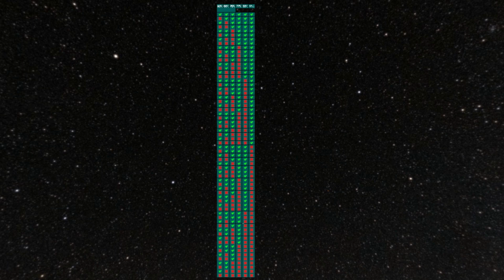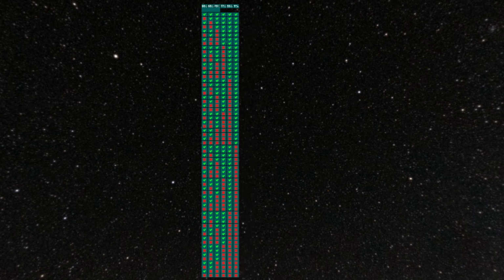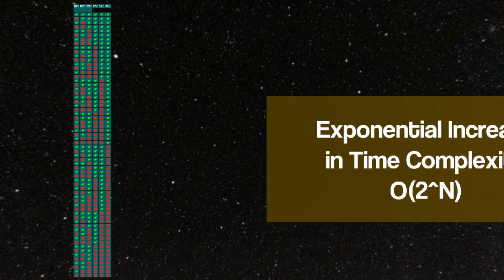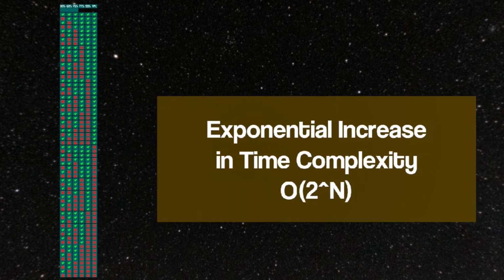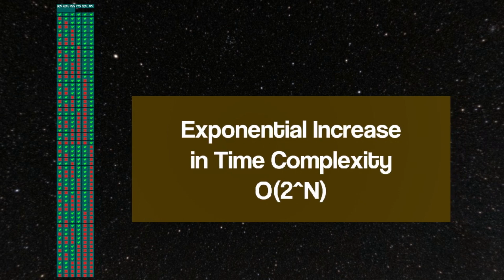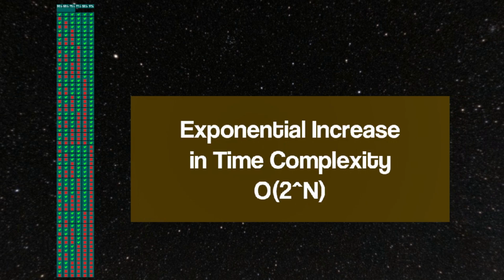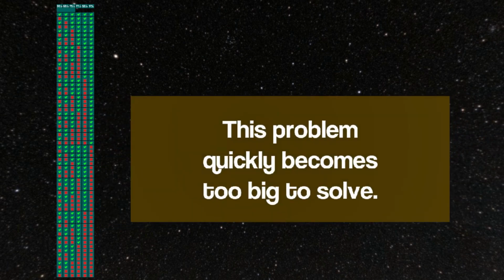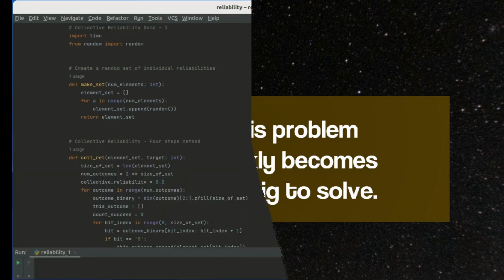And in the field of computer programming, we have a very specific term for this issue. We call it an exponential increase in time complexity with the big O notation of 2 to the nth power, which is, well, let's face it, technical gibberish. I mean, what does this mean? What does this mean in English? I'll explain. It means this problem can quickly become too big to solve.